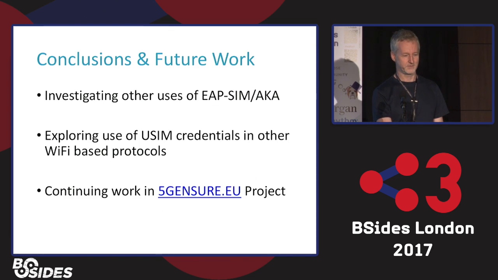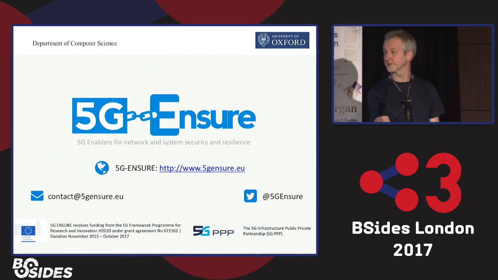So I think, basically, future work: we're still looking at other uses of ACA and eSIM, and looking at the use of USIM credentials in other Wi-Fi-based protocols and other protocols. It was news to me when I first started looking at this that the USIM credentials were being communicated up into the OS level. I'd assumed they were staying down in the baseband, but no, they've been used at the OS level for a while now. As I said, this is part of the 5G Endure project, which is an EU Horizon 2020 project.